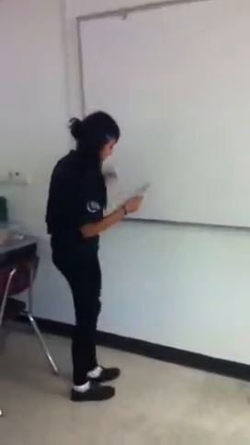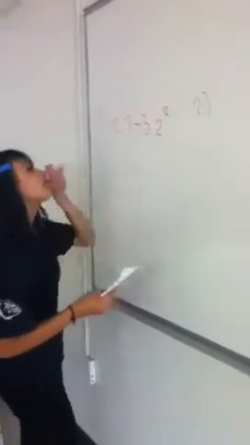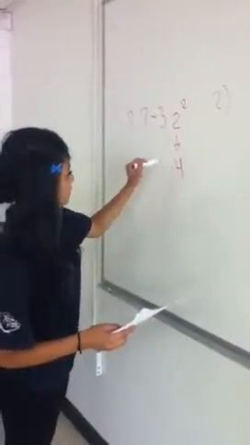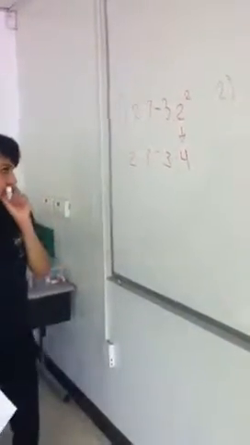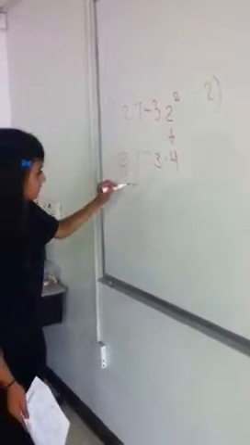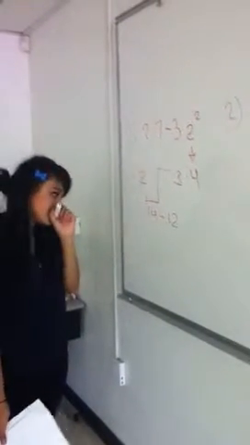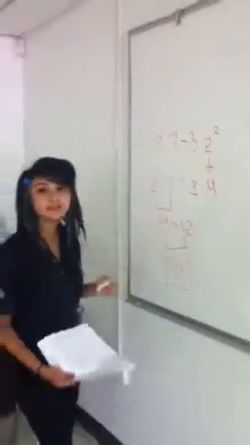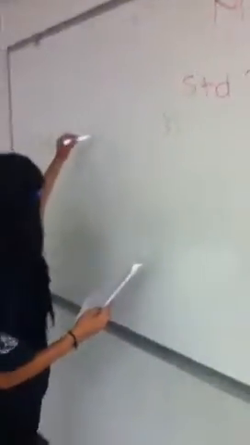Okay, problem number 1 is 2.7 minus 3.2 squared. So first, this is where PEMDAS comes in. First you do the exponents, which equals 4, because 2 squared equals 4. Then you bring everything else down, and you go down to multiplication. So 2 times 7 will equal 14 minus 3 times 4, which equals 12. And then you do the last thing, which is subtraction, and 14 minus 12 equals 2. And that's number 1.